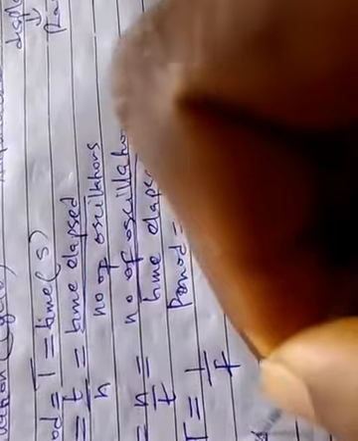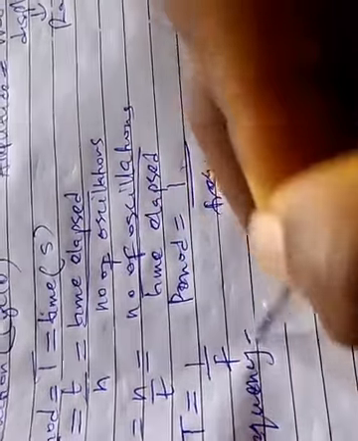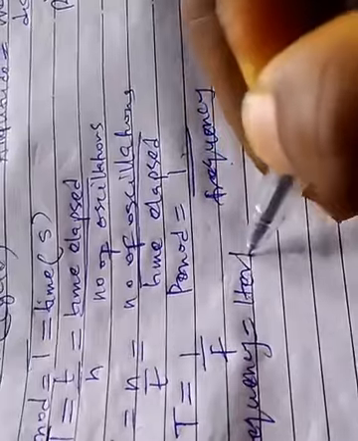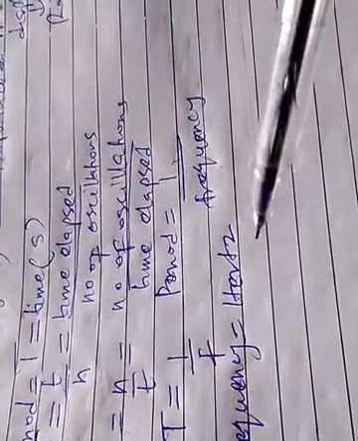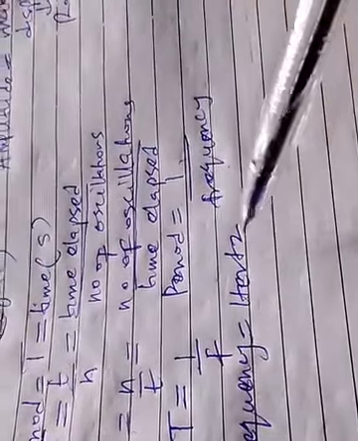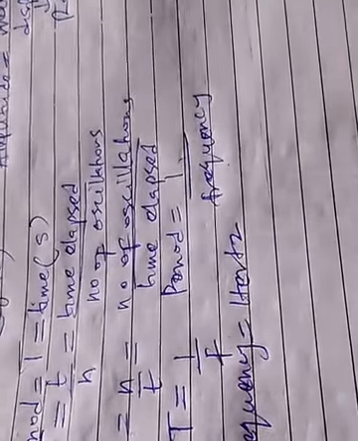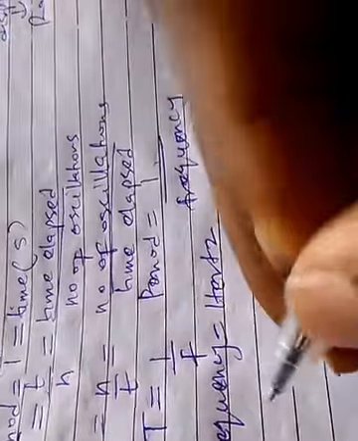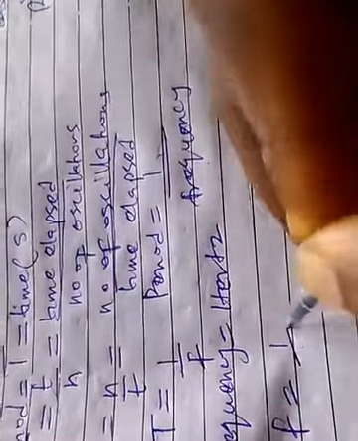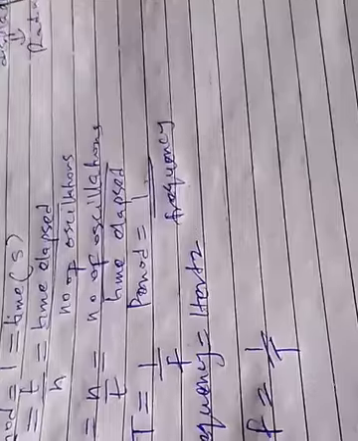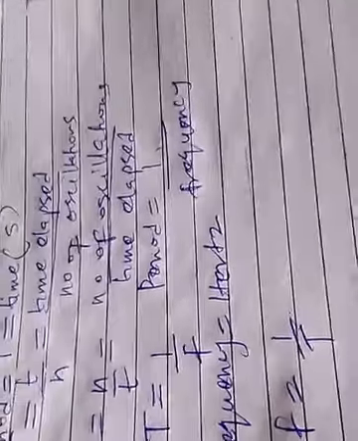Now the unit of frequency is hertz. So we have frequency, which is hertz. Period is equal to 1 over frequency, period is equal to 1 over f. If period is equal to 1 over f, then you can also get that frequency is equal to 1 over period as well. So if period is 1 over f, then frequency is also 1 over period.